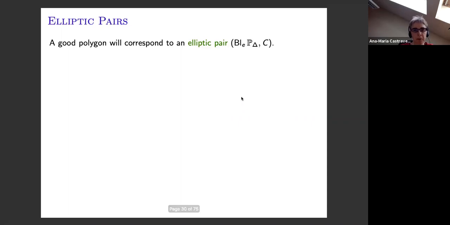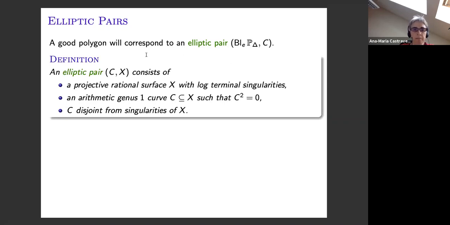So what is a good polygon? This will correspond to what we call an elliptic pair. So we're looking for some conditions that give you a non-polyhedral effective cone. Generally, an elliptic pair we define to be a pair consisting of a projective rational surface X with log terminal singularities, and an arithmetic genus 1 curve C with self-intersection 0, which is disjoint from the singularities of X. So typically this will be a smooth elliptic curve.